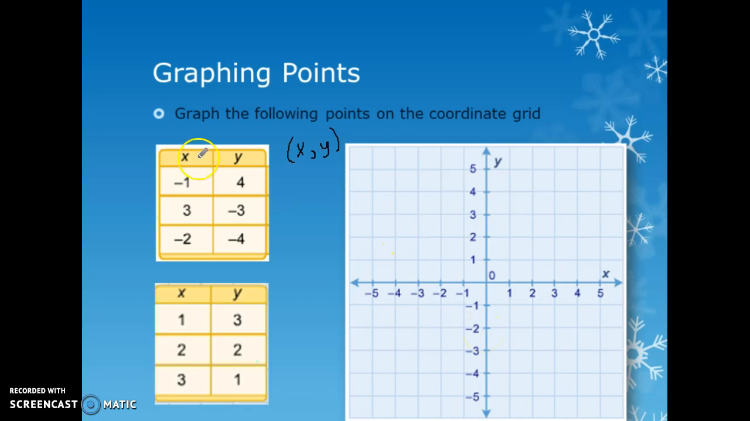So from this graph, or this table, we have the coordinate (-1, 4). My x is -1, so I would count to the left 1, and the y-coordinate is 4, so up 1, 2, 3, 4 to get this point here. Here's our point (-1, 4).